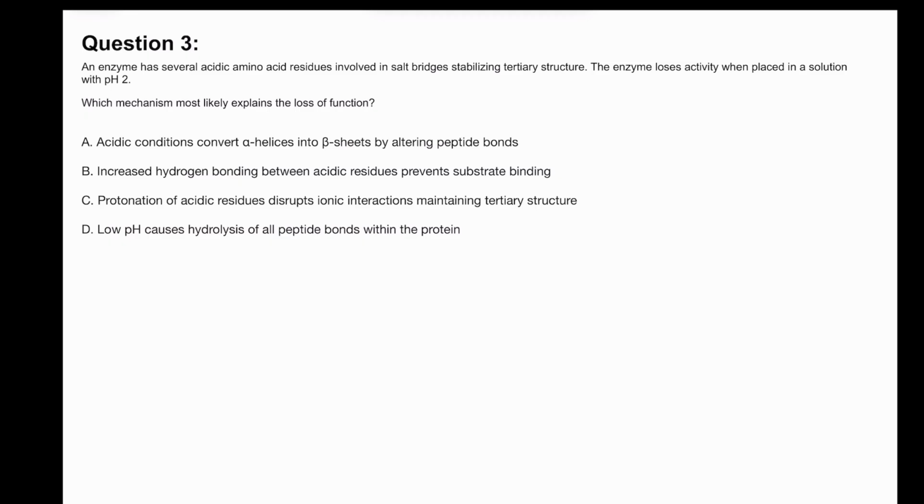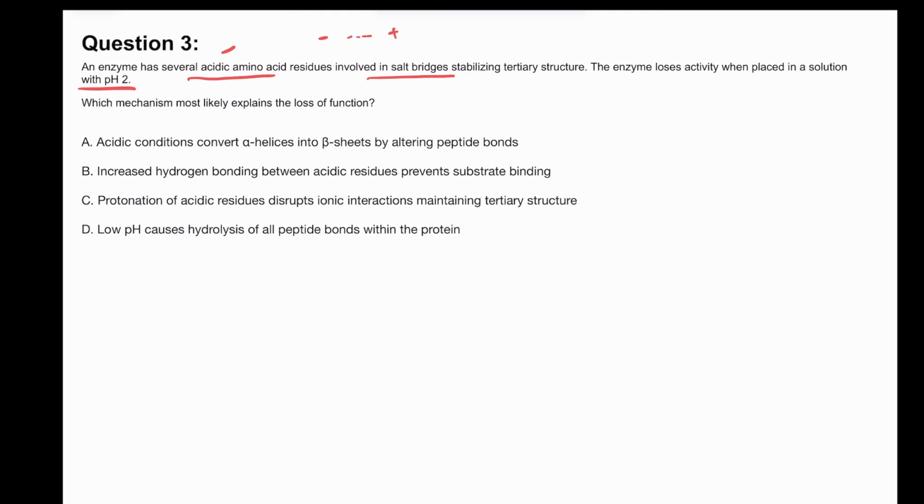Okay, question 3. An enzyme has several acidic amino acid residues involved in salt bridges, stabilizing tertiary structure. Okay, so we're talking about salt bridges and acidic amino acids. That means we're going to have negative charges here, and we're somehow involved in salt bridges. So that means we're having a negative charge interacting with a positive charge. The enzyme loses activity when placed in a solution with a pH of 2. Which mechanism most likely explains the loss of function?